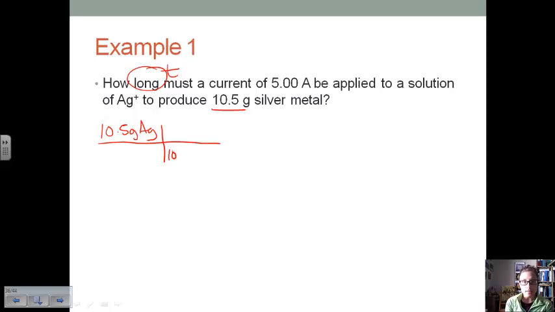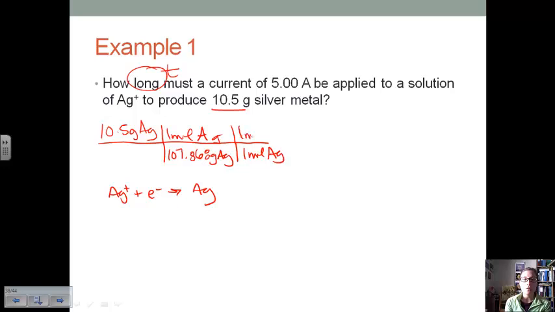And our molar mass is 107.868 grams of silver. Remember, this just comes from the periodic table. In 1 mole of silver. And we can actually do this in one full step. If we look up the half reaction for silver, it's the silver ion plus an electron going to just silver. So for every 1 mole of silver, there's 1 mole of electron transfer.